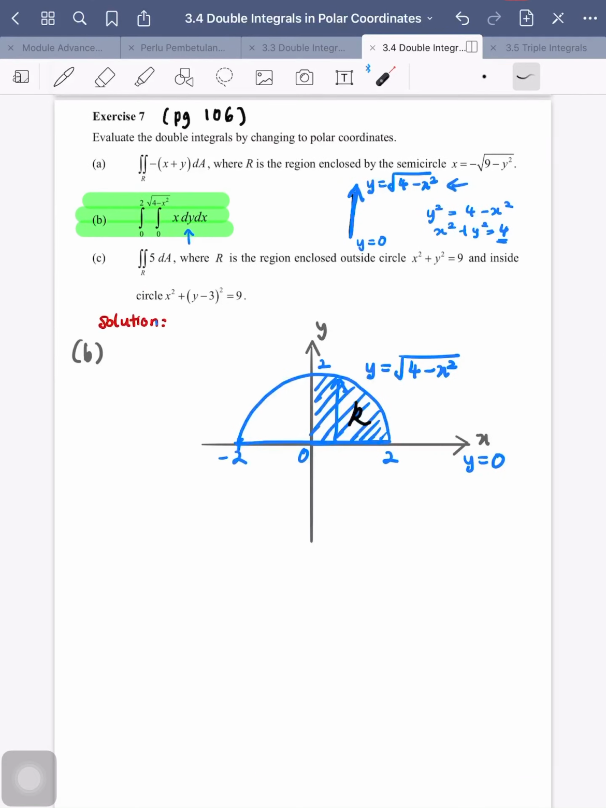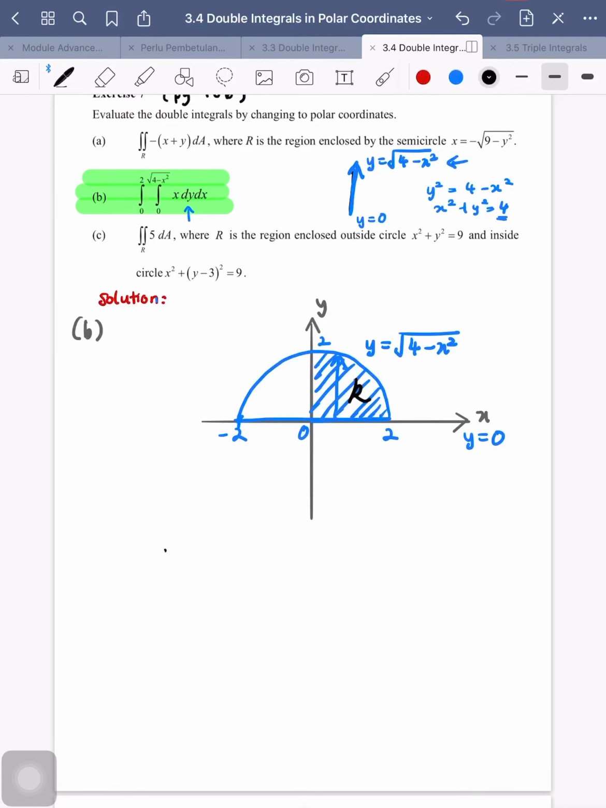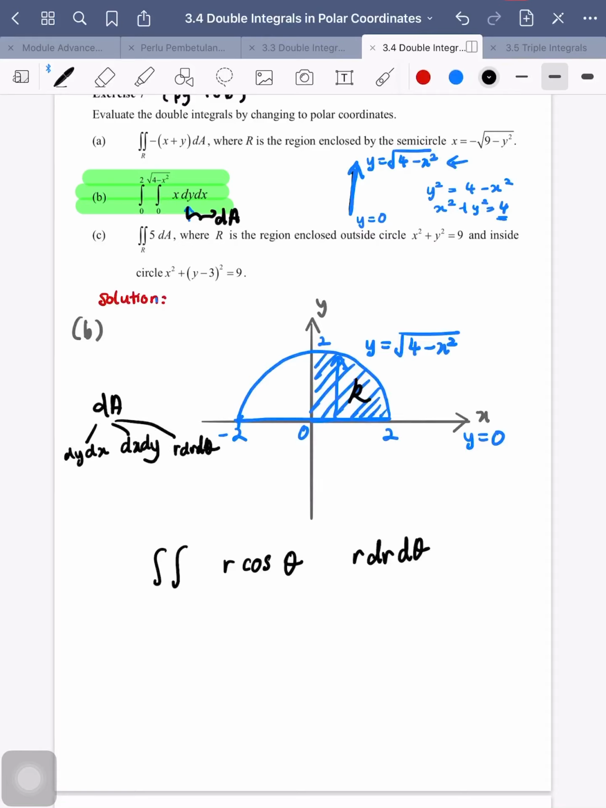So from this diagram, now we find in terms of polar. So double integrals, x is r cos theta, dy dx. Your dy dx is actually dA, right? dA in polar is r dr d theta. dA can be three things: dy dx, it can be dx dy, it also can be r dr d theta.